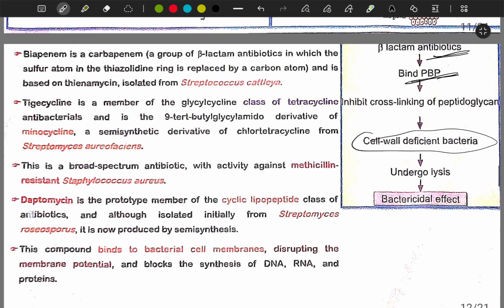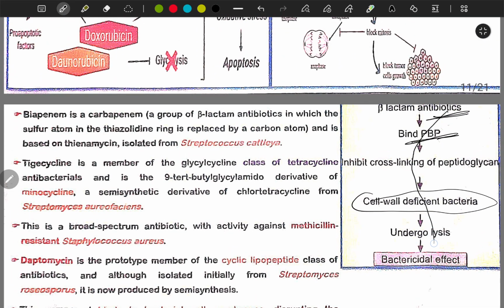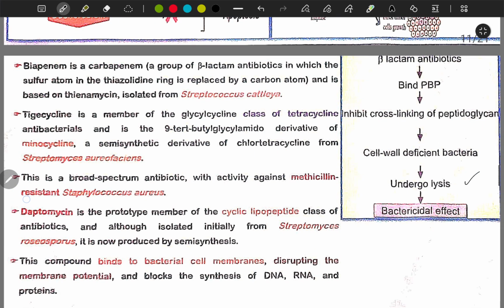So where is this beta-lactam thing coming from? This is nice. I understood this.